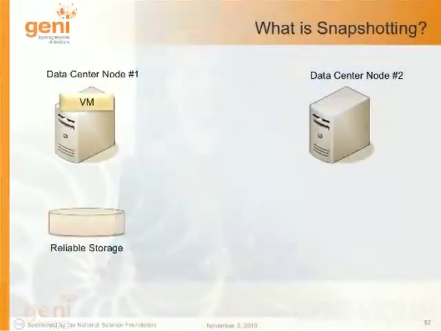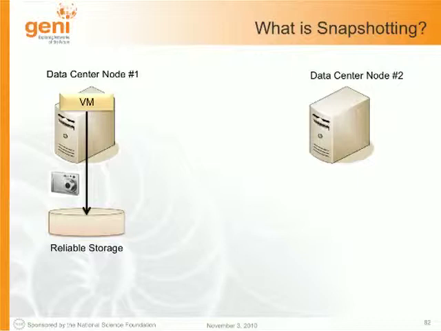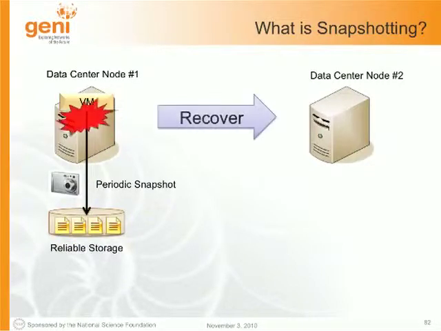But what if we can store that running state onto disk? That is what we are doing in GENI-VIOLIN. We periodically snapshot the virtual machine onto reliable storage so that if there is a failure, we can copy this snapshot, this picture we have taken, to another node and then restore it. So the key feature, again, that GENI-VIOLIN enables is recovery from failures.